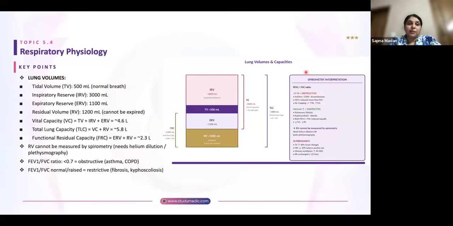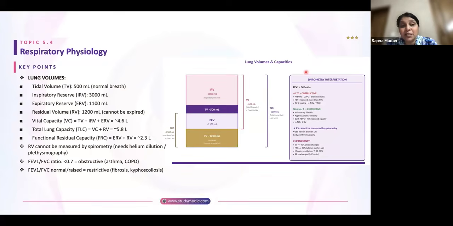Okay, so tidal volume is when we take the normal breath. Okay, so that is around 500 ml per minute. Inspiratory reserve is around 3000 ml. Expiratory reserve is 1100 ml. Residual volume is the volume of air which stays in the lungs after maximal expiration. So that is around 1200 ml.